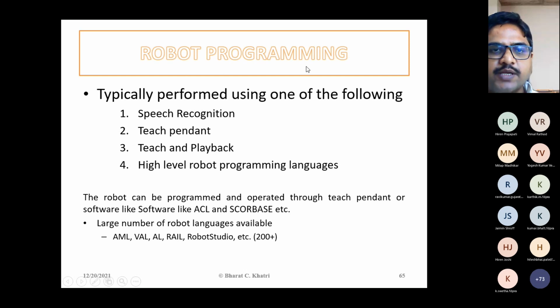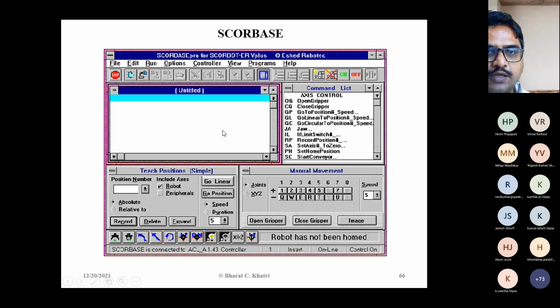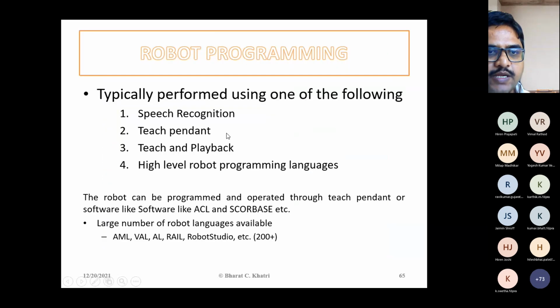The next thing is robotic programming, that is, giving instructions to the robot. So typically it is performed using one of the speech recognition programming methods. So the operator can also give speech commands to the robots, or sometimes teach pendant type of programming, teach and playback type of programming can be used. And in high level robot programming, you can directly write the programs and send them to the robots. So these are the 4 methods for programming: either speech based, teach pendant based, teach and playback, or high level programming. So people are using the ACL language, a score based language, for making the programs.